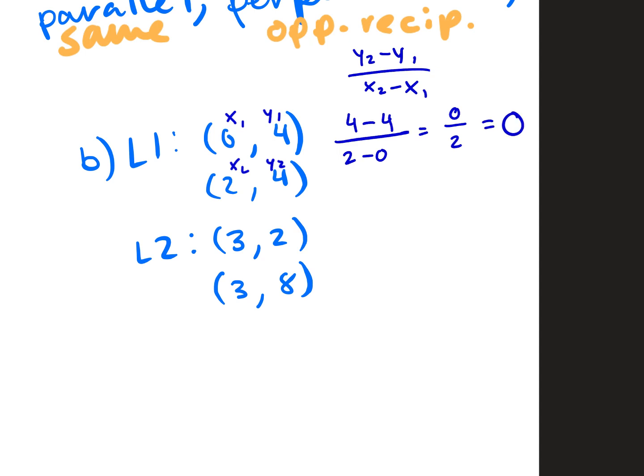For my second line, I have x1, y1, x2, y2. So plug them in. This would be 8 minus 2 over 3 minus 3. So this is 6 over 0. I can't have 0 in the denominator, so this would be an undefined slope.